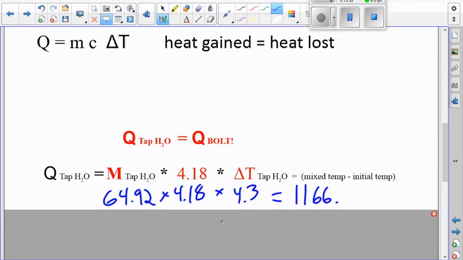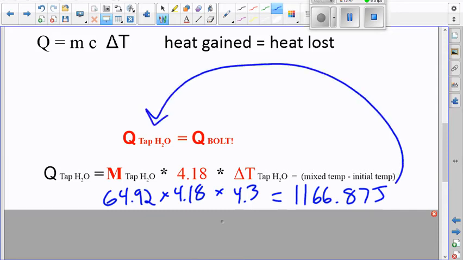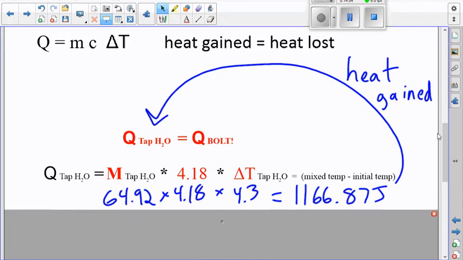66.87. Okay. Now that is this guy right here. That is heat gained by the water. That's how much heat went into the water. What's that? It doesn't have to be negative because the bolt lost energy. I see you're saying, okay.